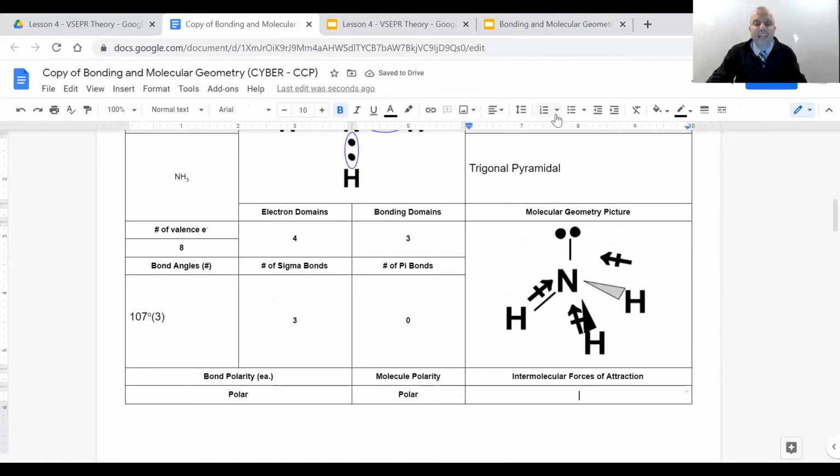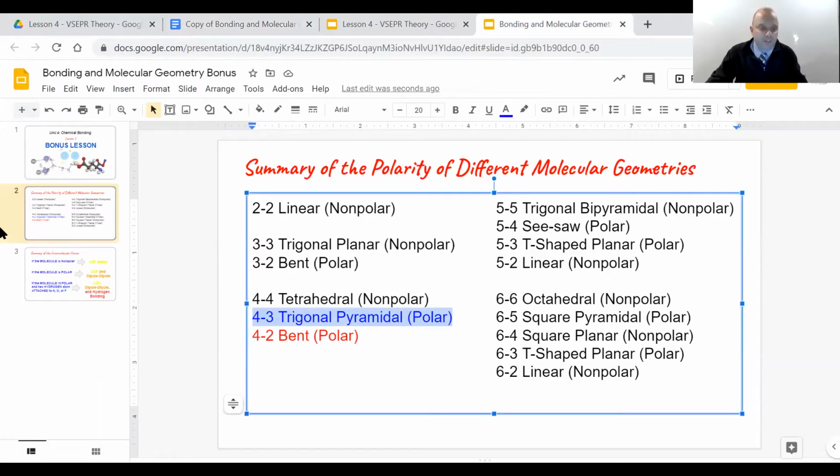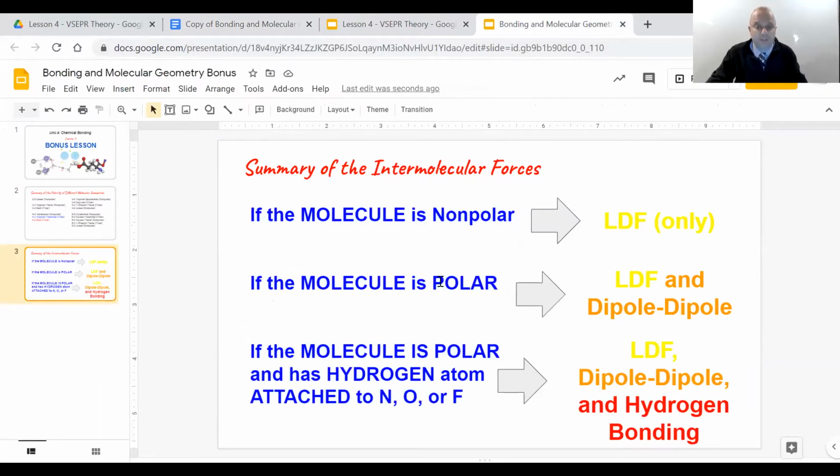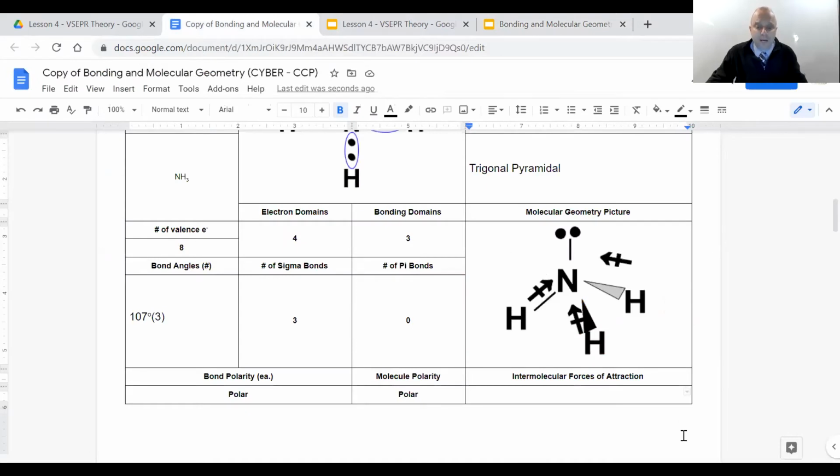And then finally, for the intermolecular forces of attraction, that's on the next page here. And again, I'll make this little bonus lesson slideshow available to you. We have all 3. So we have a molecule that is polar, it has hydrogen, and that hydrogen is attached to a nitrogen. So we have LDF, dipole-dipole, and hydrogen bonding.